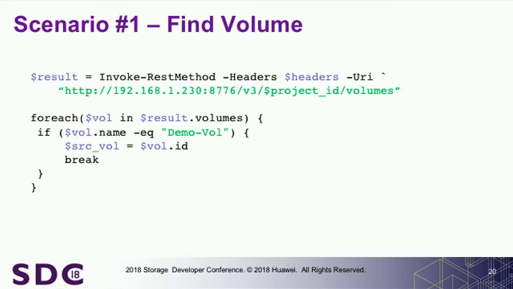PowerShell is a command line, but it's very object oriented. So it makes it really simple to access things where you're not having to parse a bunch of strings to figure things out. So I get back a list of all the volumes, and I can just loop through that and look for the volume that's of interest for this case.